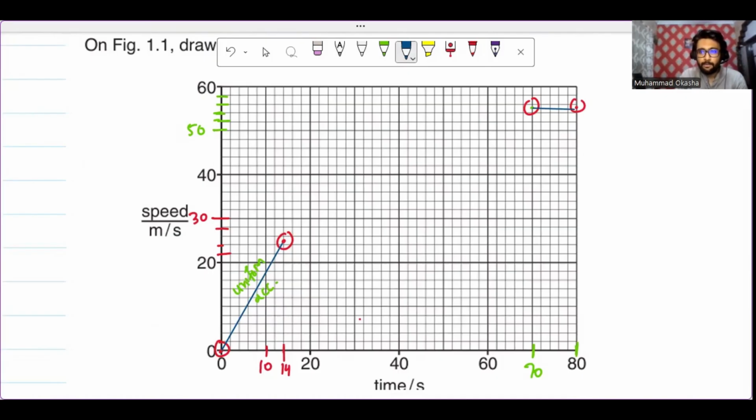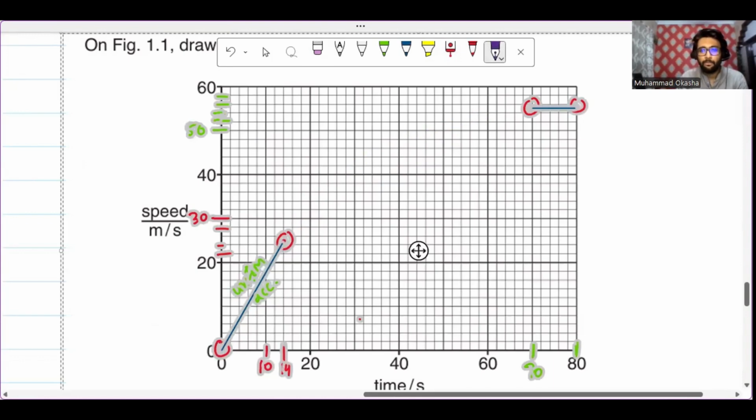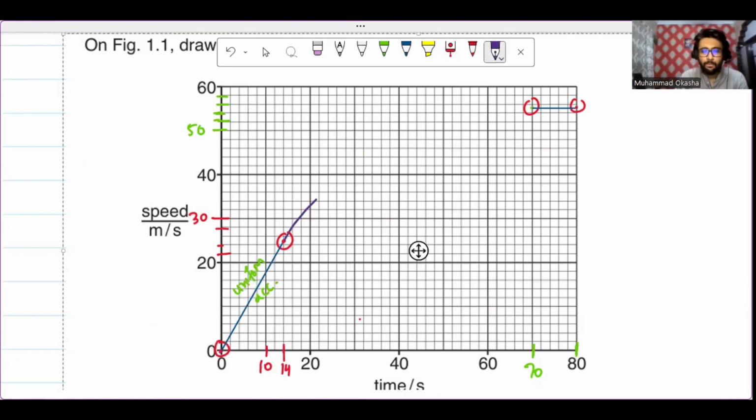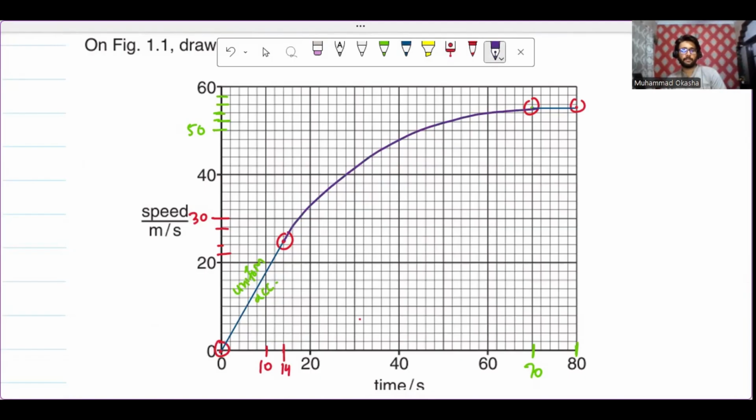In between these two parts of the graph, there is a decreasing acceleration. So how does decreasing acceleration look like? Non-uniform decreasing acceleration looks like this, right? So this is the line I will draw between these 2 points. I'll draw it very, very carefully. Yeah, this is a decreasing acceleration.